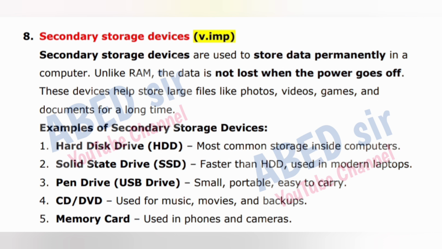Examples of secondary storage devices. 1. Hard disk drive, HDD, most common storage inside computers. 2. Solid-state drive, SSD, faster than HDD, used in modern laptops. 3. Pen drive, USB drive, small, portable, easy to carry. 4. CD-DVD, used for music, movies, and backups. 5. Memory card, used in phones and cameras.